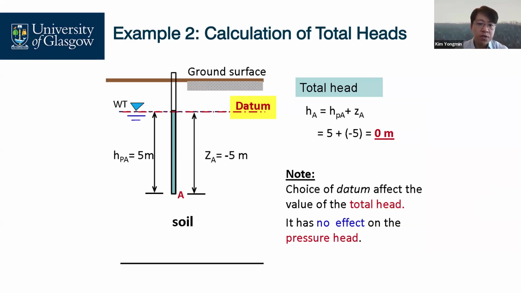The location of the datum definitely affects our total head because elevation heads can be changed. But it has no effect on the pressure head, because pressure head is just the water height in the standpipe.